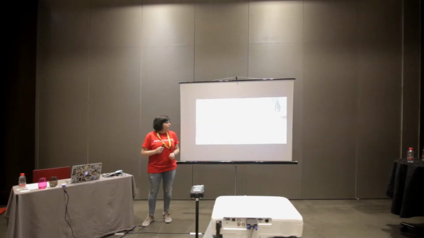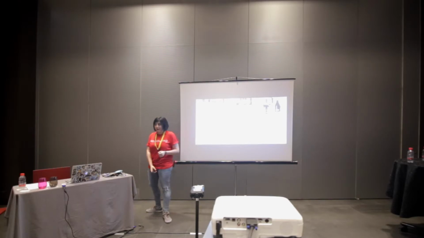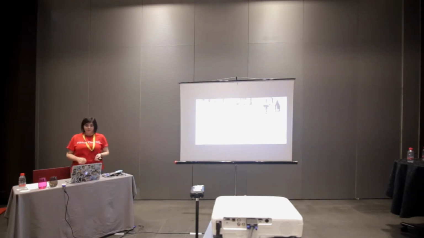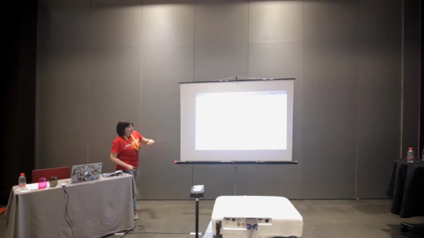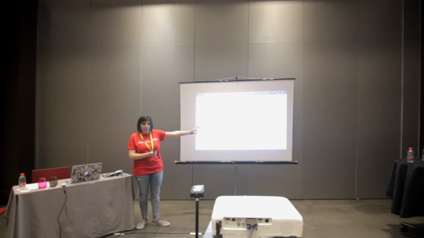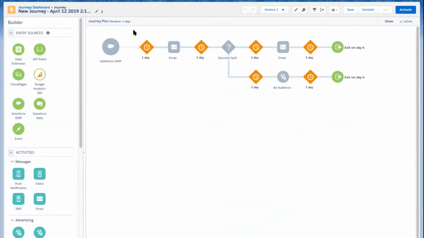Okay, so now I'm going to go for a demo if you want, and I will show you how it should work in both ways. I will do a quick demo on Journey Builder first. So in Journey Builder, who knows Journey Builder? Cool. In Journey Builder, something we have now is a new entry source. So we have the Google Analytics 360 entry source and the DMP entry source.